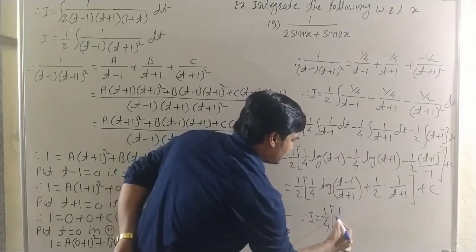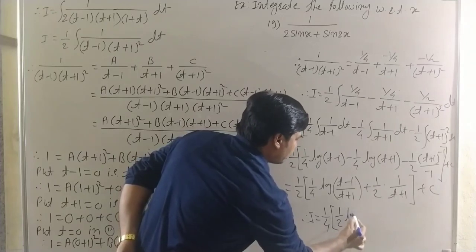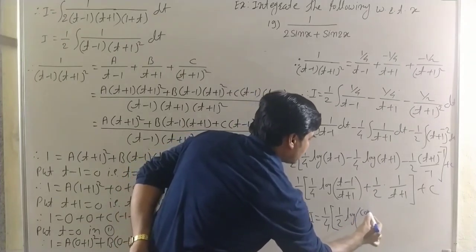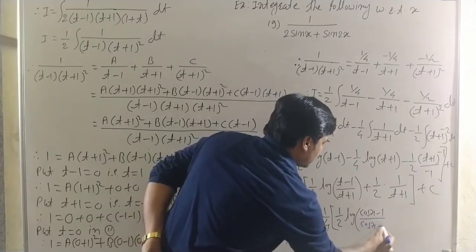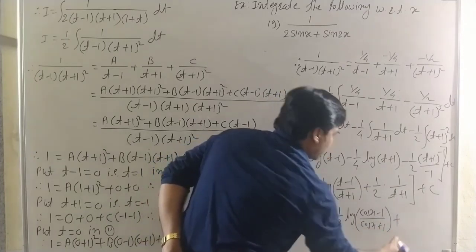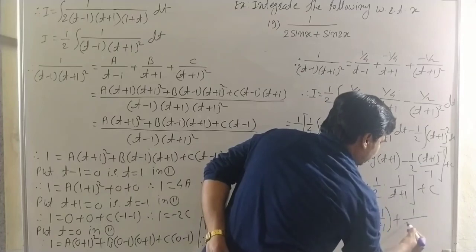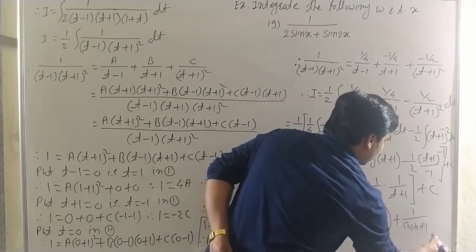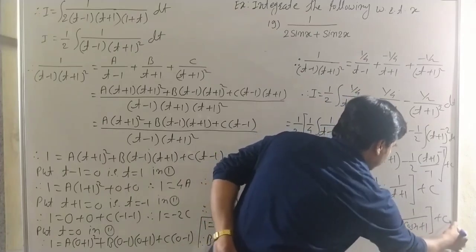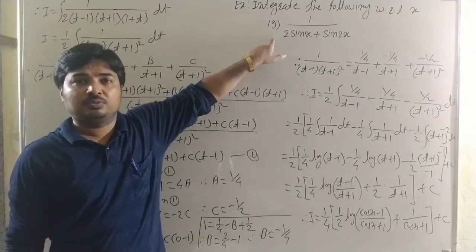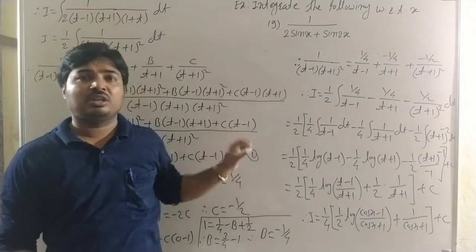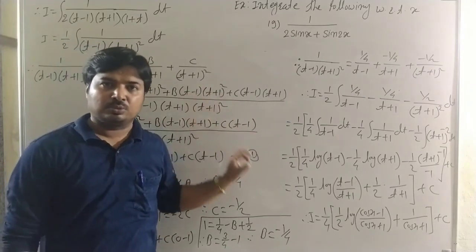So the answer is 1 by 2 into 1 by 4, log of (cos x minus 1) upon (cos x plus 1), plus 1 by (cos x plus 1), plus c. Now this is the last answer of this example. See carefully, check all the calculations carefully.